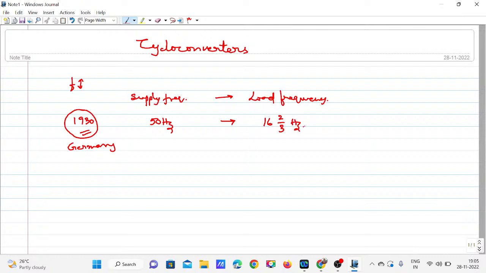That means this frequency, let me take it as f, has been converted into f by 3. So let me write f dash is equal to f by 3. The advantage of this conversion will be discussed in electric traction, which is a separate subject, and dealt with separately in utilization of electrical energy. So now our job is to find out what is meant by a cycloconverter.